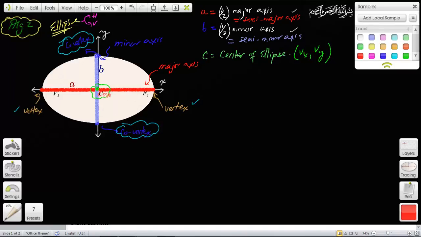So, okay, and then an ellipse has two other important points. An ellipse has two foci, and that's over here. I think they're about there. So F1 is the first focus.